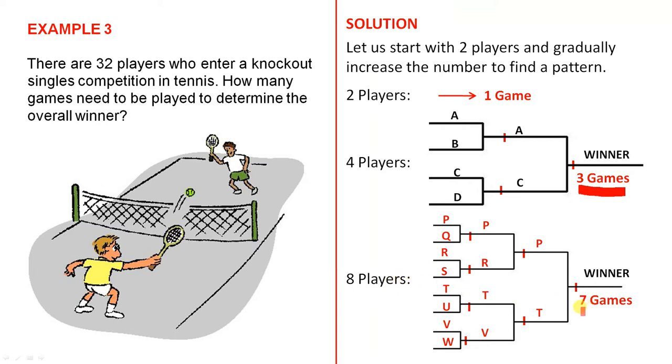What do you notice? The number of games that you have to play is 1 less than the number of players. I repeat, the number of games you have to play is 1 less than the number of players. So for 32 players, you play 31 games because that is 1 less. So there are some good examples of how you can try a simpler version of a problem to solve a given problem.